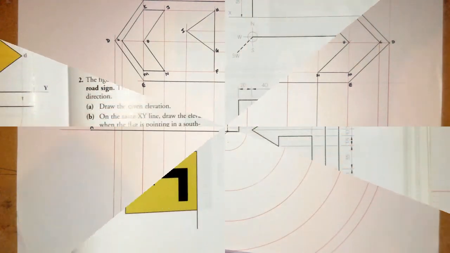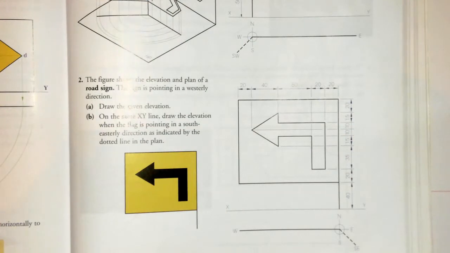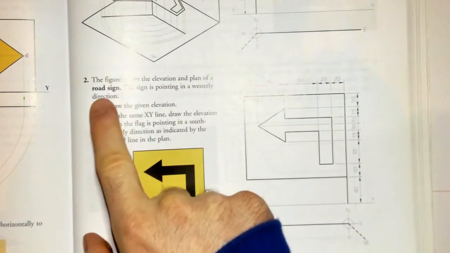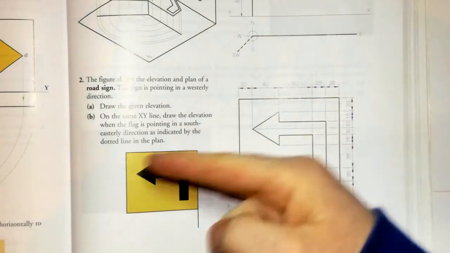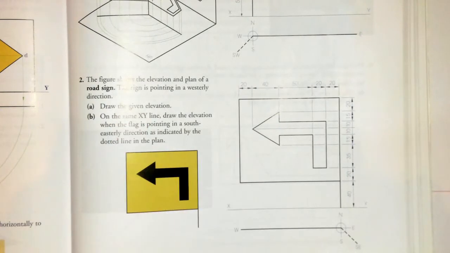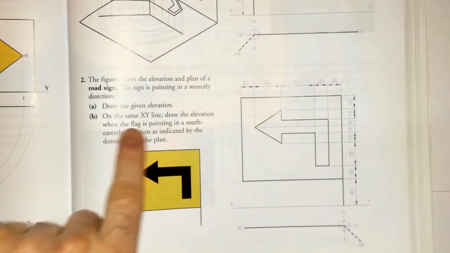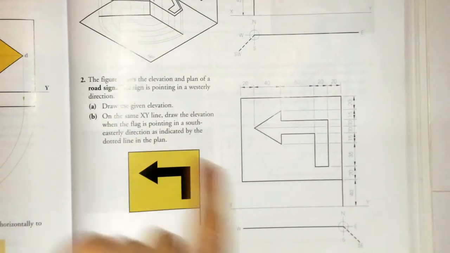Right, folks, so the next question on this page, we can see it says the figure shows the elevation and plan of a road sign. The sign is pointing in a westerly direction, so it's pointing to the left. Draw the given elevation, which has already previously been drawn, and then on the same XY line, draw the elevation when the flag is pointing in a southeasterly direction.